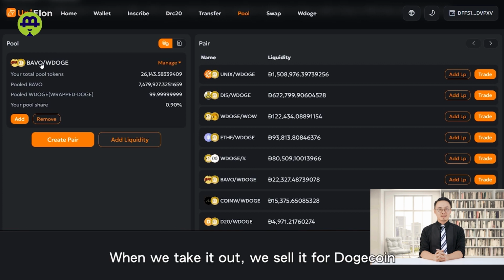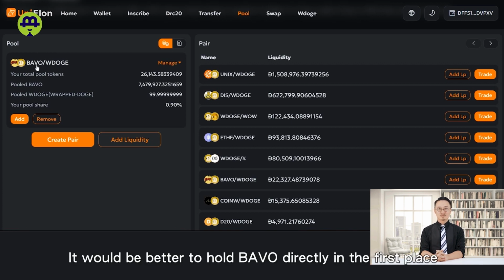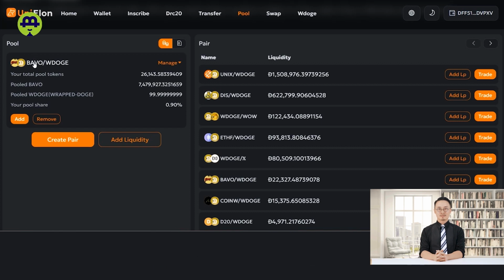So overall, when we take it out and sell it for Dogecoin, you will find it would have been better to hold BOVO directly in the first place. Then you can make money. The reason for this is the existence of impermanent losses. What do we need to do? The first is, if this happens, we have to wait for the Doge to rise too.